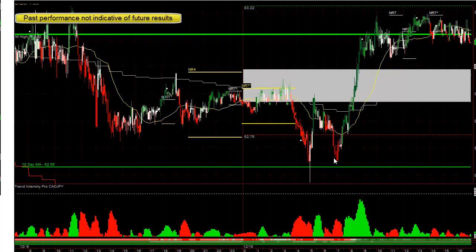We have a double bottom near the 10-day moving average here, which is a support level. It's likely to be buying. It fell with almost no weakness. And you have a double bottom with no weakness, and the longer term trend's up. Aggressive traders might have gone long right here when it broke back above the previous day's low.